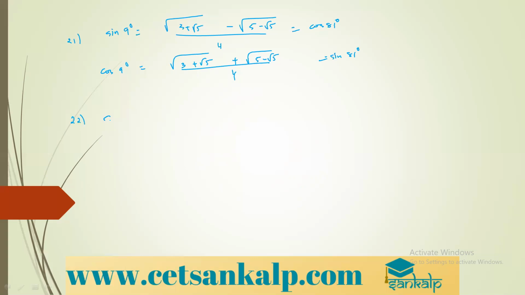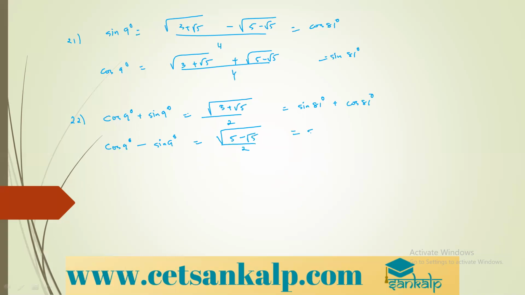Then the next values are cos 9 degrees plus sin 9 degrees will be root of (3 plus root 5) by 2, which will be equal to sin 81 degrees plus cos 81 degrees. Similarly, cos 9 degrees minus sin 9 degrees is root of (5 minus root 5) by 2, which will be equal to sin 81 degrees minus cos 81 degrees.